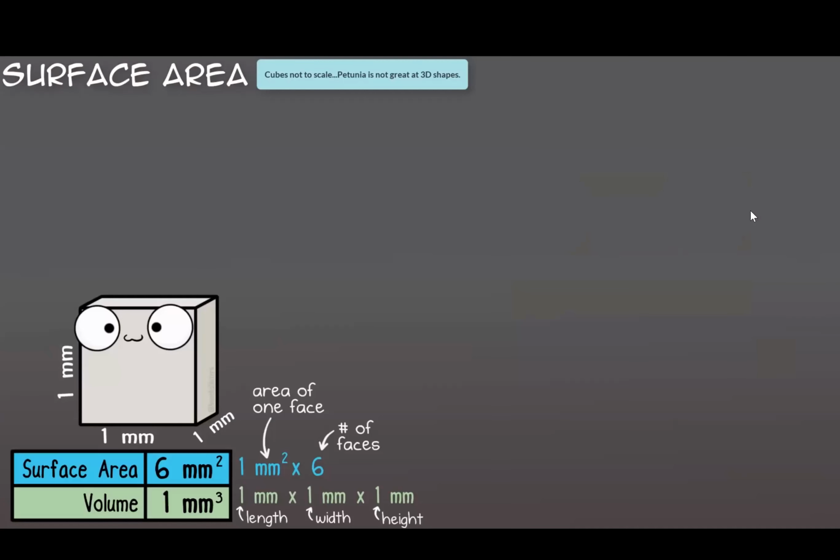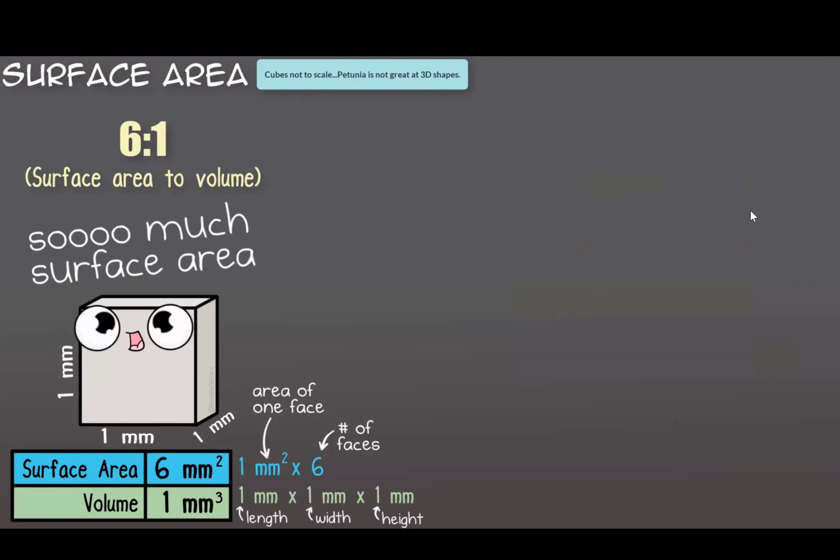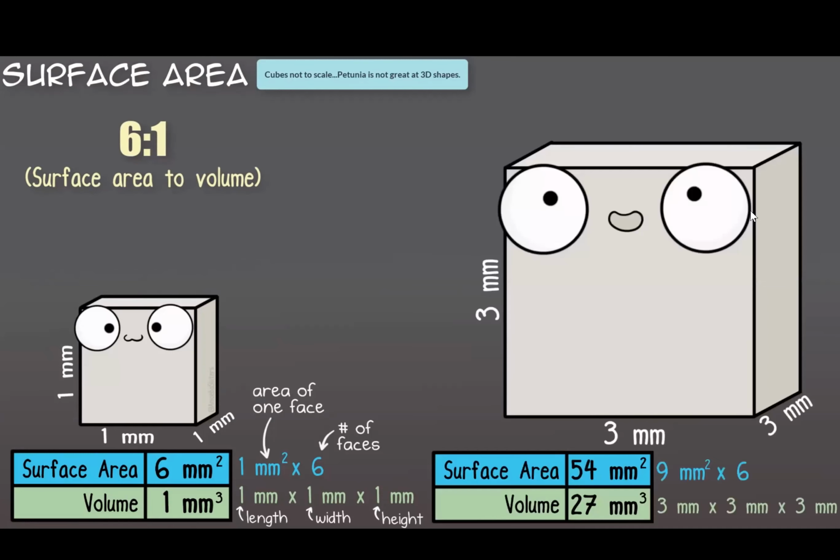See how here there is a big difference in surface area to volume in the smaller model? 6-to-1 ratio. That means the surface area in the small model is 6 times more than the volume. Look at this beautiful ratio with so much surface area. But if we look at this bigger cube and we do some math for this model, that surface area to volume ratio decreases. Sure, the surface area is still larger than the volume in the large model, but it's only 2 times as large now, not 6 times as large.